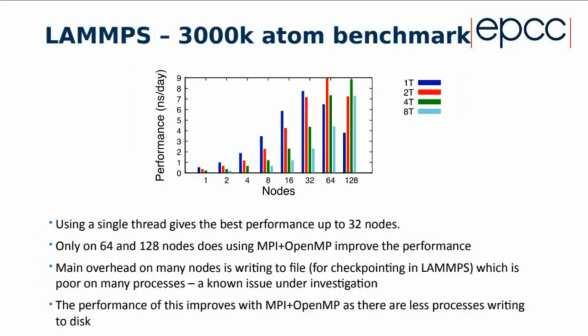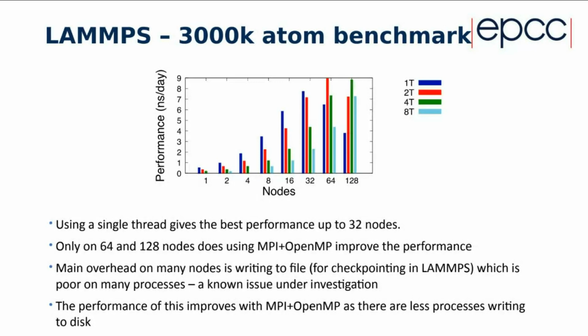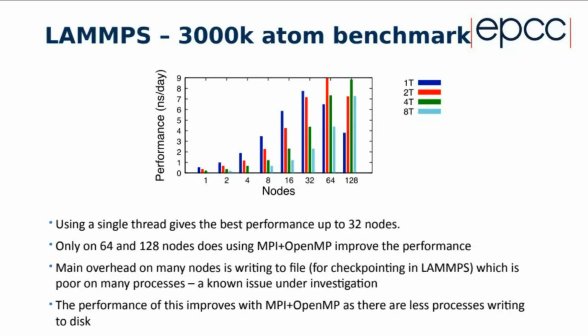Okay, and then moving on to LAMMPS. This is the same 3 million atom benchmark. We see a similar picture here, but you can see the performance is a lot worse on multiple threads, basically up until you get to using large node counts. So only once you get to 64 and 128 nodes does it actually have any benefit.